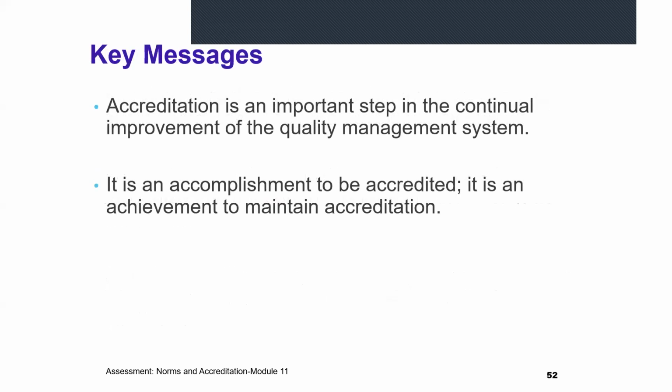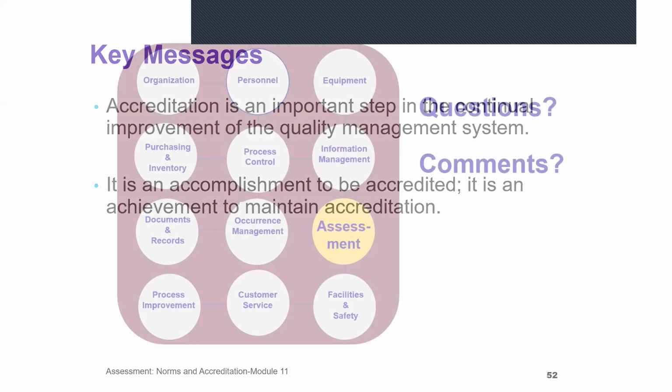So the key messages are: accreditation is an important step in the continual improvement of a quality management system. It is an accomplishment to be accredited. It is an achievement to maintain that accreditation.